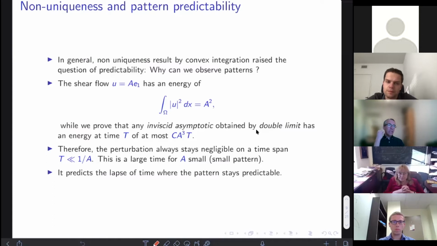In the double limit, as the initial value converges to your shear and the inviscid limit, then the energy of the error, or the separation of the layer, is of order a cube. So if you have a small shear, a small pattern that you're looking at, then you can predict this pattern, and you can give the time of prediction. You can say, well, this pattern will be visible for a time which is like 1 over a.